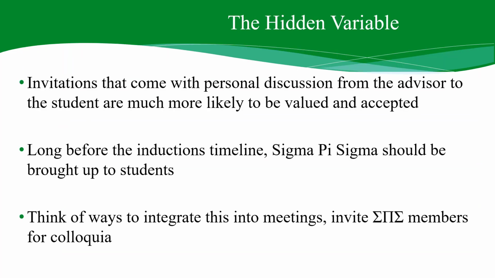Now I want to talk about something that's kind of a hidden variable that I mentioned a little bit, but invitations that come with personal discussion from the advisor are much, much more likely to be valued and accepted. So long before you start this inductions timeline, Sigma Pi Sigma should be brought up to students, and you should discuss people who are Sigma Pi Sigma members, who are alumni, and that they've been involved, and think of ways to integrate this into your meetings, such as inviting Sigma Pi Sigma members to come give talks, or inviting them for colloquia, and mentioning to the students that, hey, they're a Sigma Pi Sigma member. This has been shown to demonstrate to your students what the value of Sigma Pi Sigma is, and I think that's really important.